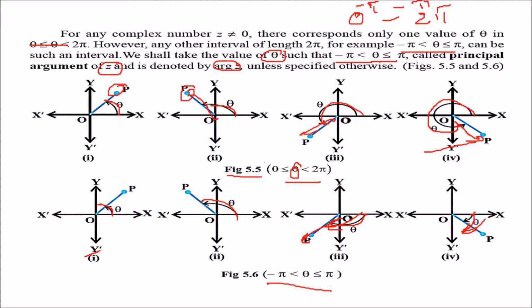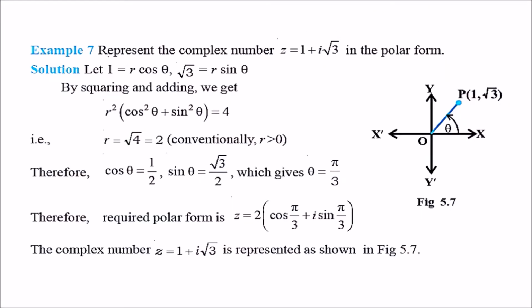And the next thing is to represent the complex number z is equal to 1 plus i root 3 in the polar form. So this 1 is going to be taken as r cos theta, and this root 3 is going to be taken as r sin theta.